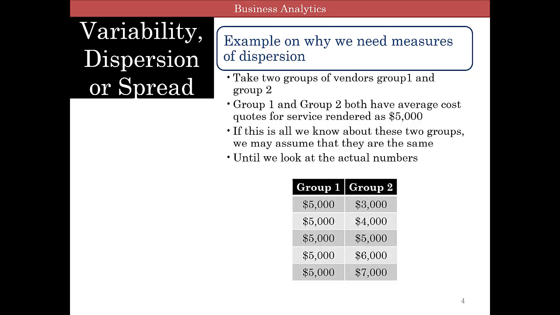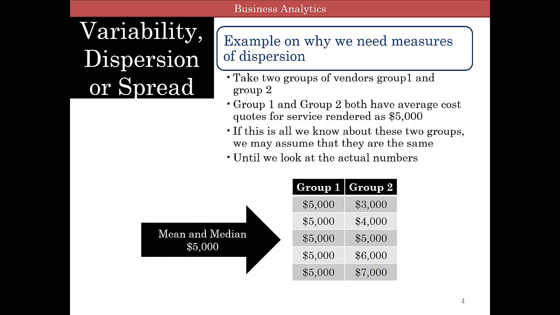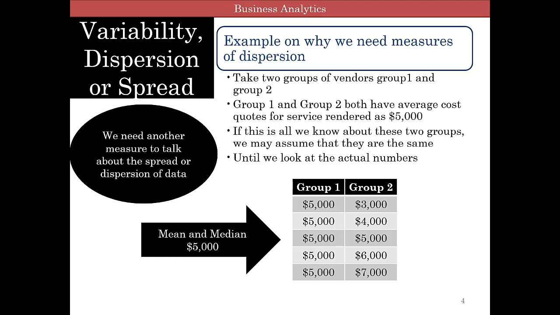But once you look at the numbers, you will see that these two groups are quite different. Group 1, all their quotes have been $5,000, whereas Group 2 varies from $3,000 all the way up to $7,000. So if you just look at the mean and the median, you're going to assume that these two groups are the same, and yet once you look at the data, you know that they are different.